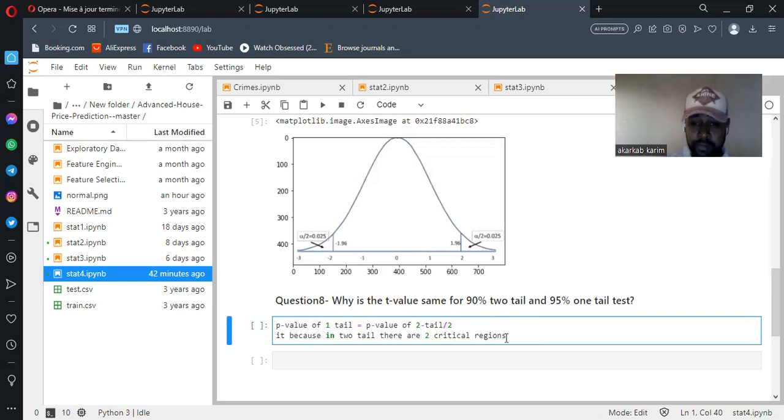Okay, the t-value is the same for two-tailed and one-tailed. We have the same value because in two tail we care about two sides, but in one tail we care about just one side, left or right. That's the difference. So I hope that's clear for you all, and happy learning for everyone.